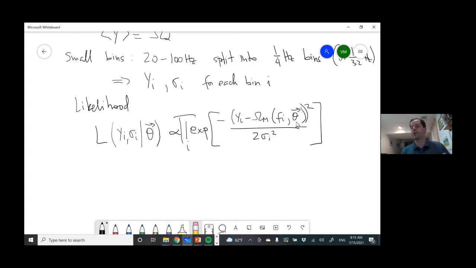However, if we choose parameters theta such that the omega is very different from y, so we have a bad fit, then this numerator here will be relatively large. You square that, put a negative sign in front and then exponentiate, and you will get a very small value for the likelihood. So by varying the parameters theta to maximize the likelihood, we find the best fit to our data.